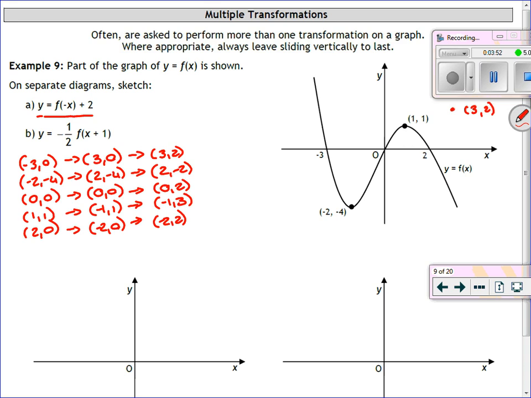Now, minus 2, minus 4 was a minimum turning point. That has flipped horizontally, so it stays as a minimum turning point at 2, minus 4. It then goes up to 2, minus 2, which I'm going to say is approximately here. 0, 0 stays as 0, 0 for the flip, but then because we are moving it up 2 places, 0, 0 is going to become 0, 2.